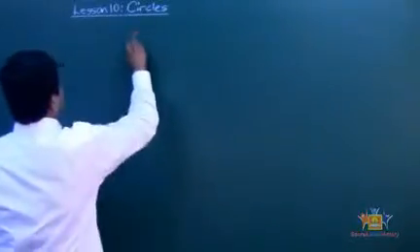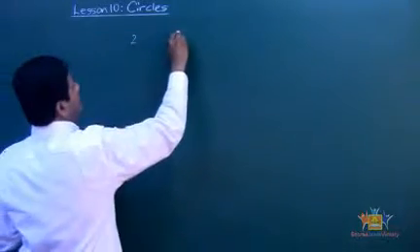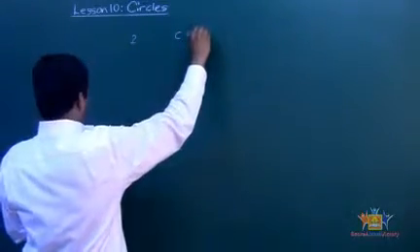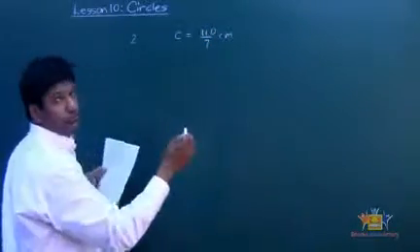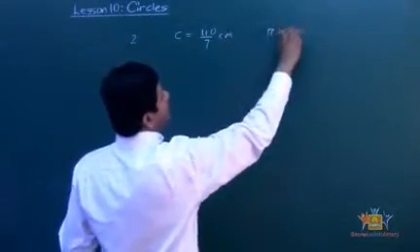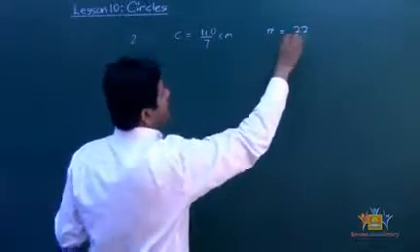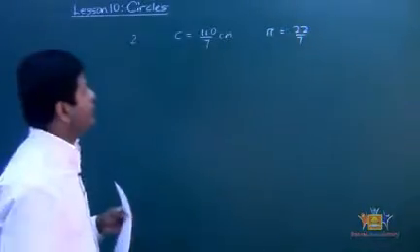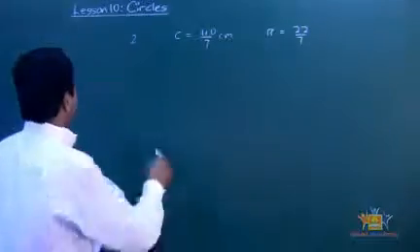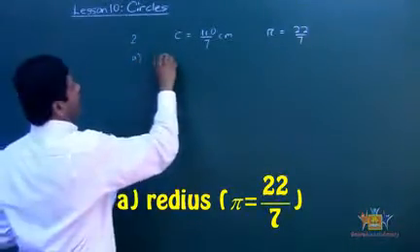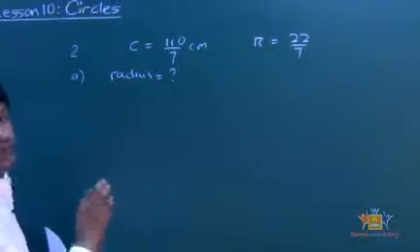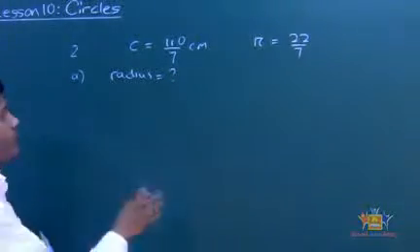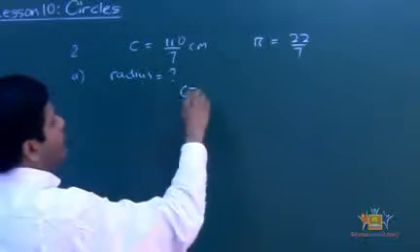Problem number 2. You're given the C, which is the circumference, is 110 over 7 centimeters. And he also told us to use pi as 22 over 7. So we're going to use that value. Now let's start with A. A, they want us to find the radius. Again, the first step ought to be to write down the formula. Always start with the formulas.